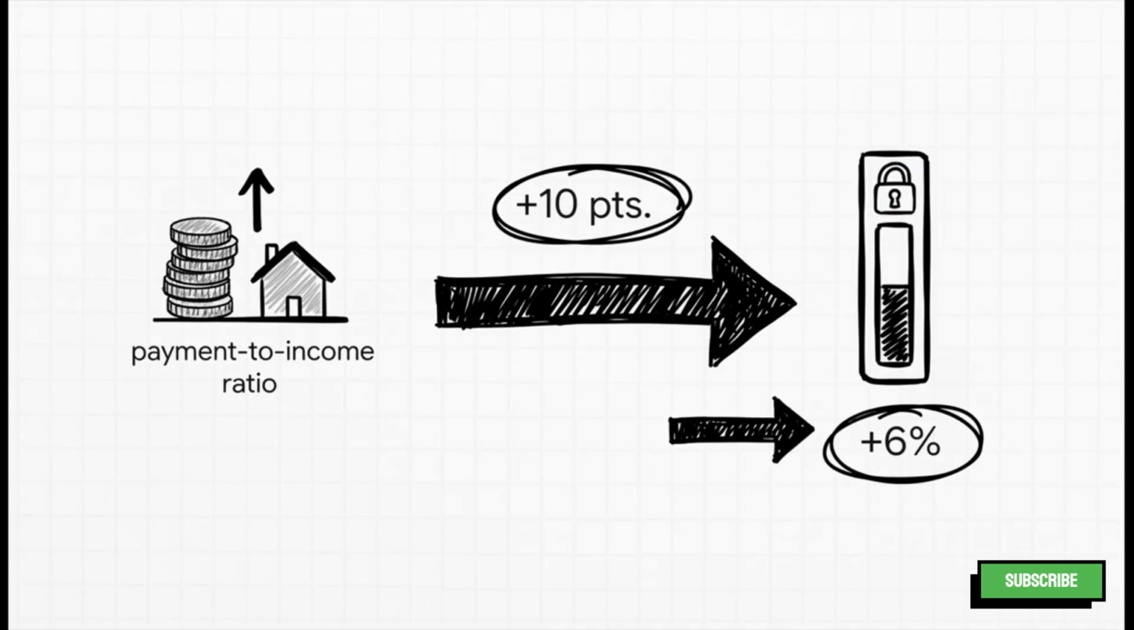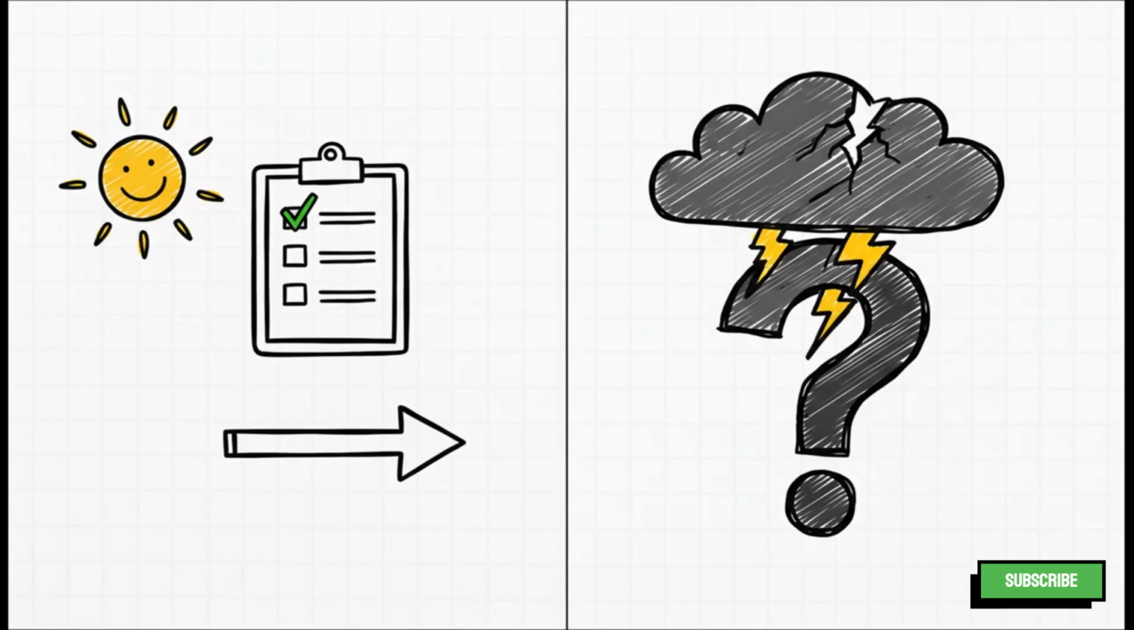Now, you can probably guess the big appeal of the LPM. It is so simple to understand. That coefficient gives you a direct answer. In our mortgage data, for example, the coefficient for the payment to income ratio is 0.60. That means that for every 10-point jump in that ratio, the model says there's a 6% higher chance of being denied. Super straightforward, right? And yeah, that's the whole appeal. It's super easy to run in any software, and the results are a breeze to explain. No complex math, no weird functions.